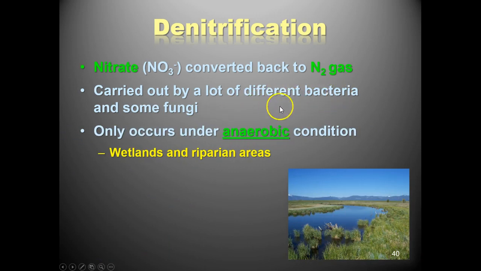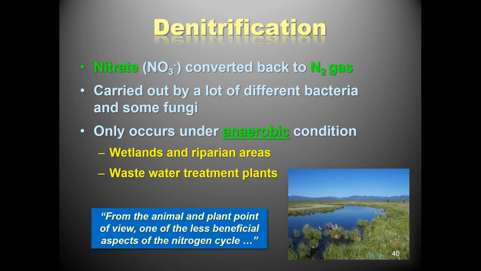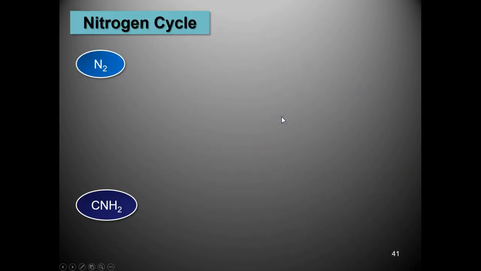Here we have both bacteria and fungi converting the nitrate to nitrogen gas, and just like the very first step where we convert nitrogen gas to ammonia, it occurs under anaerobic conditions. And this can happen in wetlands and riparian areas. It intentionally happens at wastewater treatment plants, where we're having the biological waste being dealt with by the various microorganisms. Somebody termed this as being one of the least beneficial aspects of the nitrogen cycle, because it is putting the nitrogen back as nitrogen gas, and that means we're not able to use it. But then it can continue the cycle that we've been talking about.